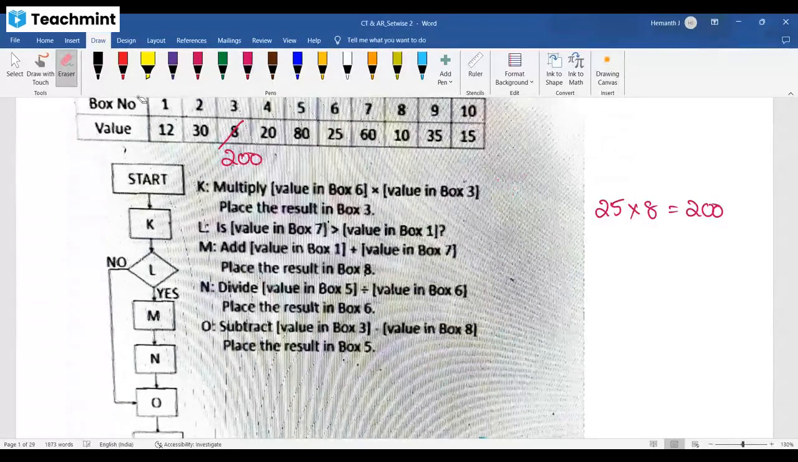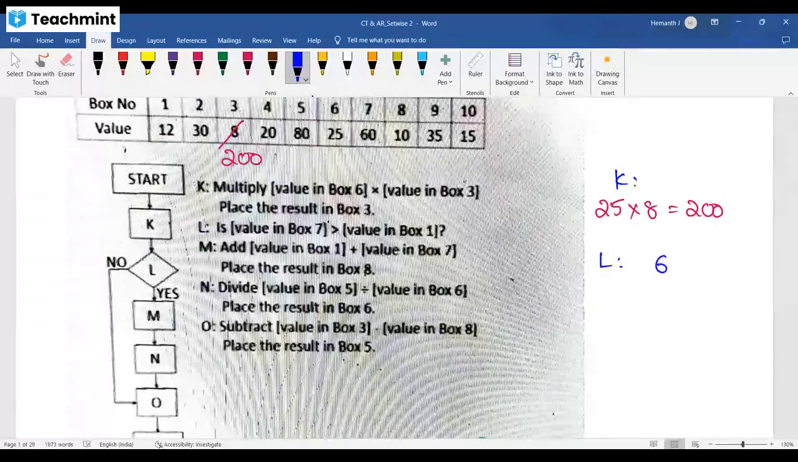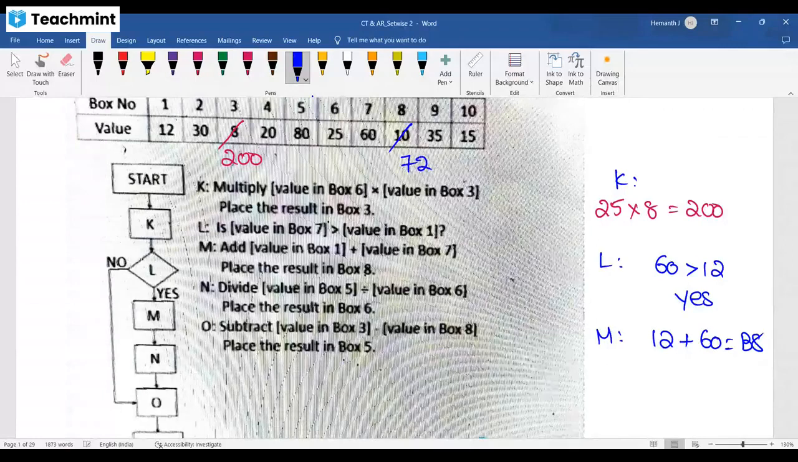Good. Next one is box 7. The K step is completed. Next the L step must be done. The value in box 7 is 60. The value in box 1 is 12. Is 60 greater than 12? Yes. So this condition is true. Then you have to perform the M step. What is the M step? The value in box 1 plus the value in box 7 is to be added and updated in box 8. So box 8 becomes 72. Okay, fine. Next, the N step also you need to do.